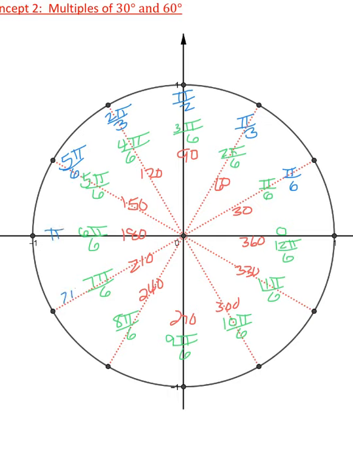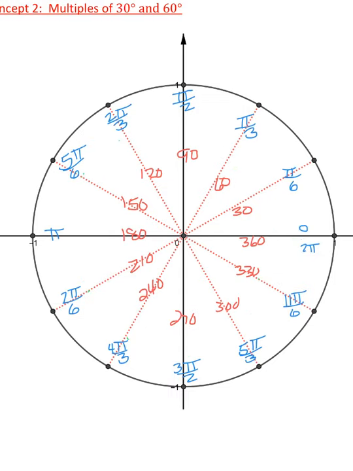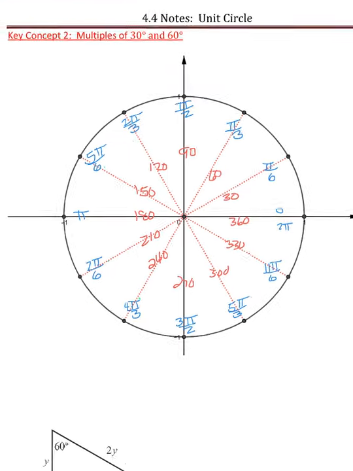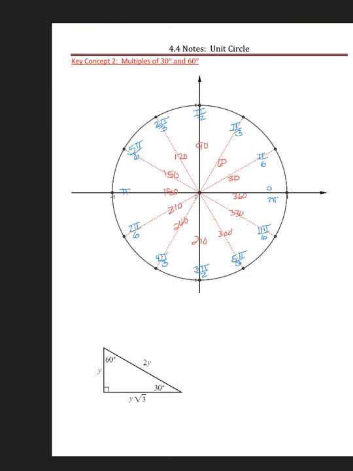7 pi over 6 can't be simplified. 8 pi over 6 is 4 pi over 3. 9 pi over 6 is 3 pi over 2. 10 pi over 6 is 5 pi over 3. 11 pi over 6 cannot be simplified. And of course, 12 pi over 6 is 2 pi. Okay, so I'm just going to erase the unsimplified angles to clean up my diagram here.